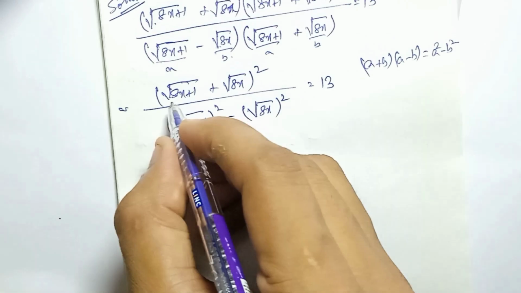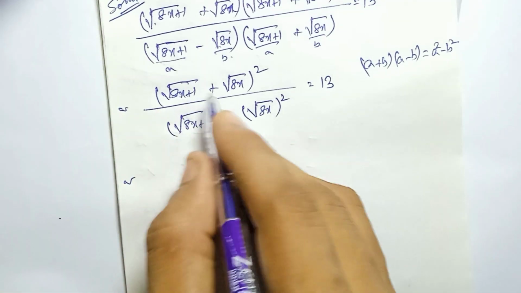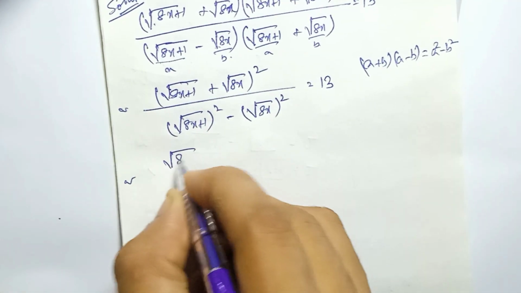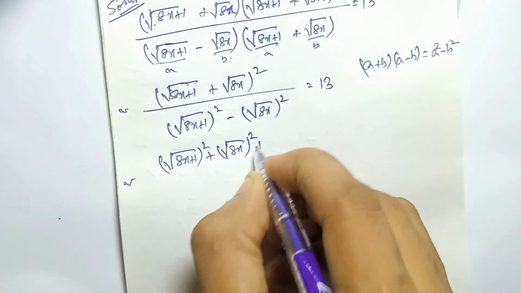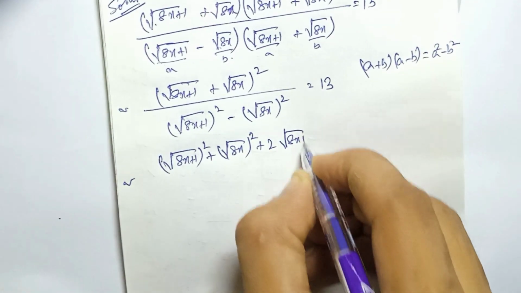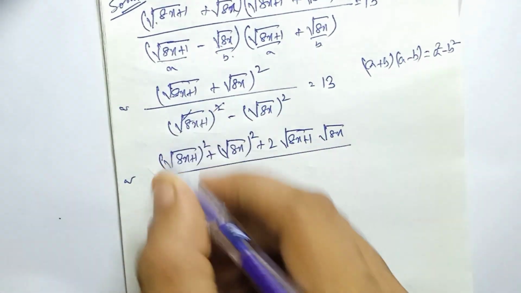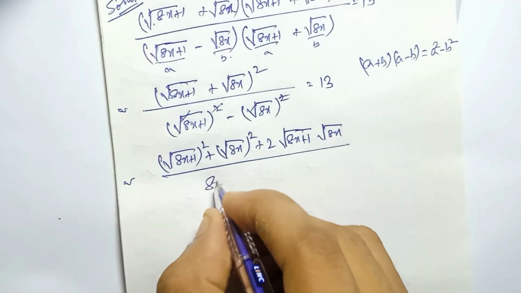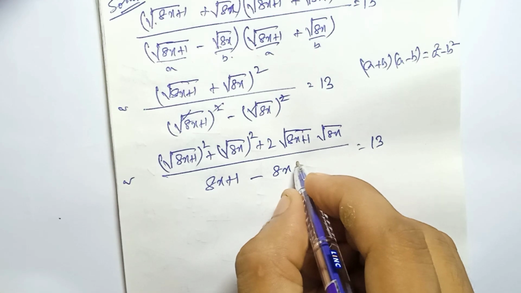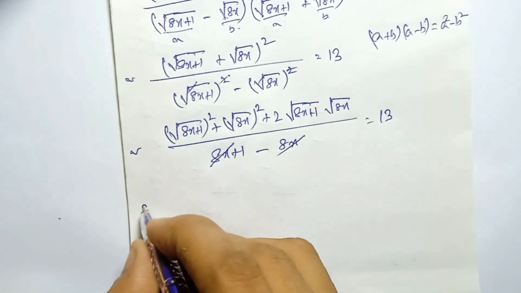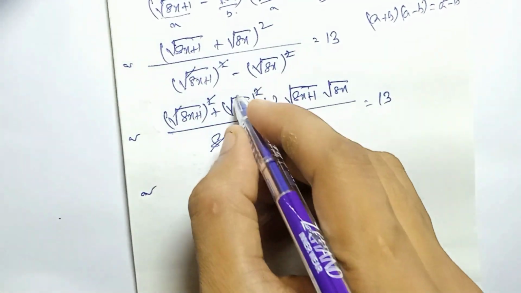So we have to expand this: under root of 8x plus 1 plus under root of 8x whole square. The formula is the a plus b whole square formula, so here it will be a square plus b square plus 2ab. So a will be under root of 8x plus 1 and b under root of 8x, and this square root will cancel out, same as here it will cancel out. So here the remaining is 8x plus 1 minus 8x is equal to 13. This 8x will also cancel out in the minus and the plus sign. So in the denominator it is 1 only.